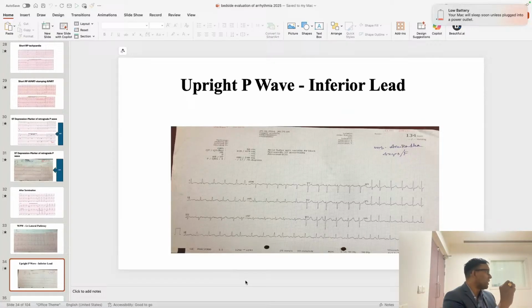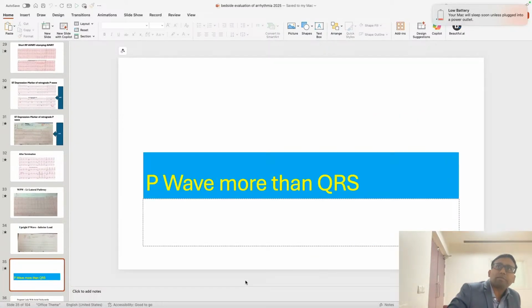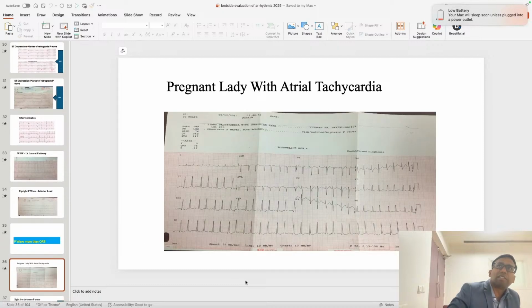So where to concentrate? Inferior lead. 2, 3 positive, don't waste time. It is atrial tachycardia. It will not respond to adenosine. P wave more than QRS.